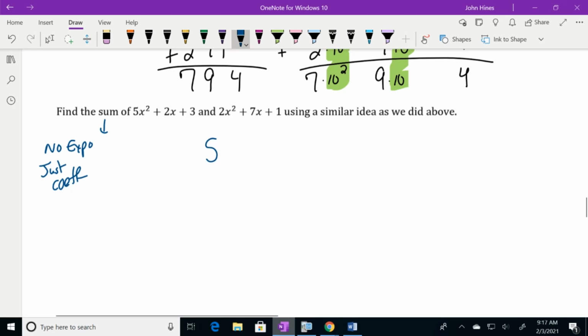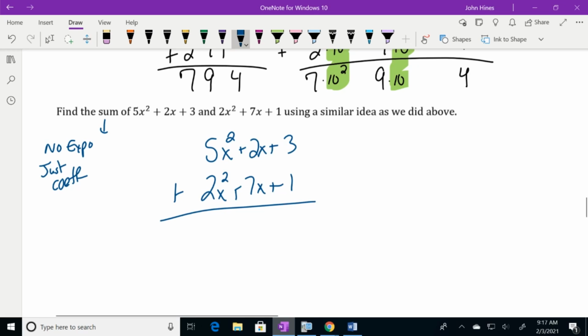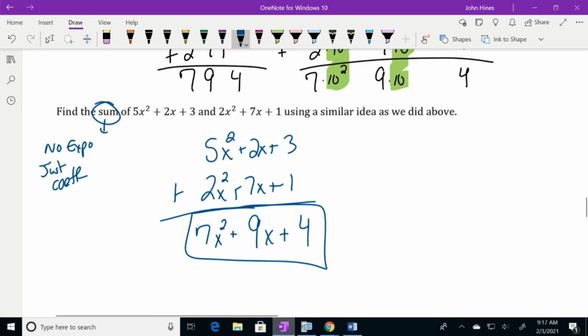So find the sum of 5x² plus 2x plus 3 added to 2x² plus 7x plus 1. So when I find this sum, I get 5x² and 2x² is 7x², 2x and 7x is 9x, and 3 plus 1 is 4. They're still x squareds. I don't touch the exponents, I simply add the coefficients out front. So when we add and subtract, which we're going to deal with in the next lesson, you add the coefficients, you don't touch the exponents at all.